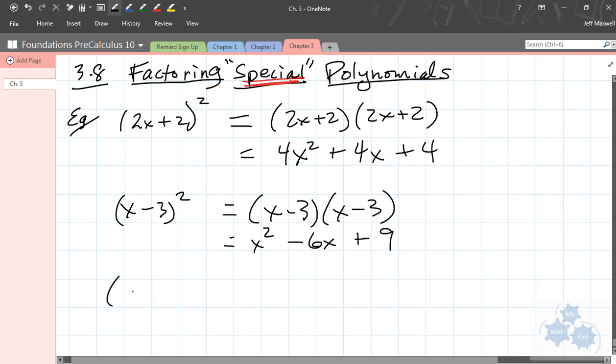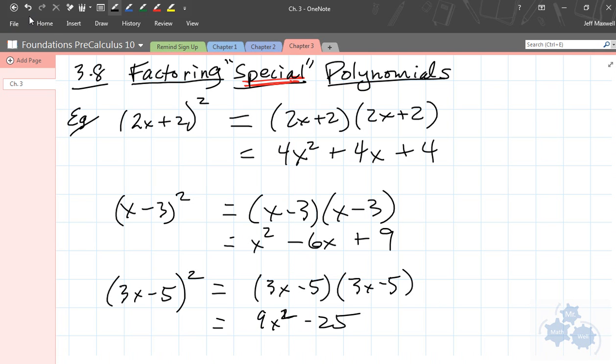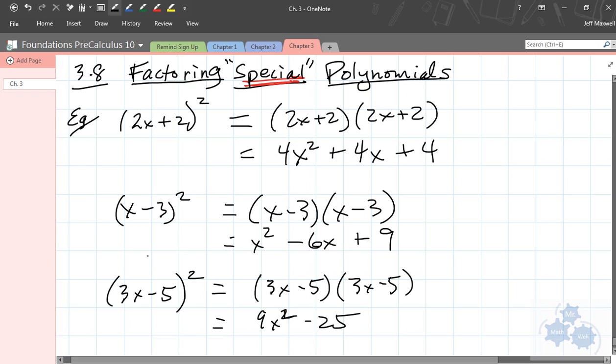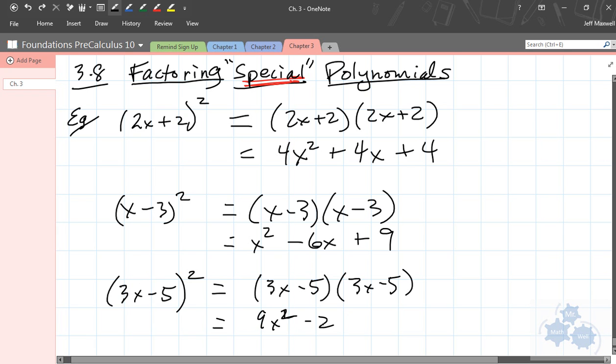Let's do 3x minus 5 squared, which actually equals 3x minus 5 times 3x minus 5. And that equals 9x squared minus 25, right? Okay, you all should be slapping yourself or trying to slap me right now for thinking that's okay. That's not okay. Look at it. I just squared this and squared that. Are you guys awake? That's not right. So let's back up. That is not correct.